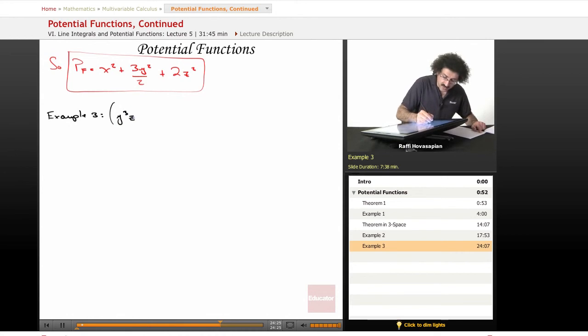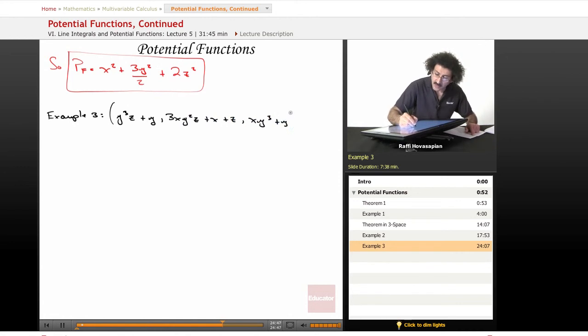y cubed z plus y, 3x, oops, that's 3xy squared, 3xy squared z plus x plus z, and xy cubed plus y. Okay, so that's our vector field. Let's recover the potential function.